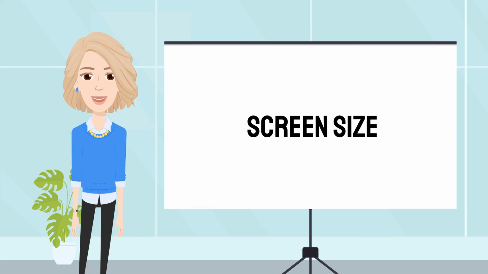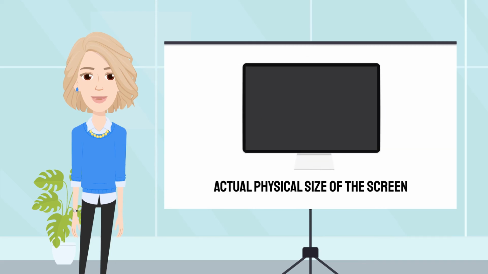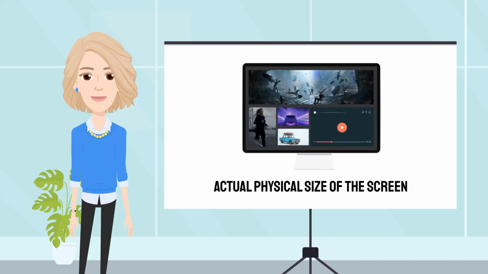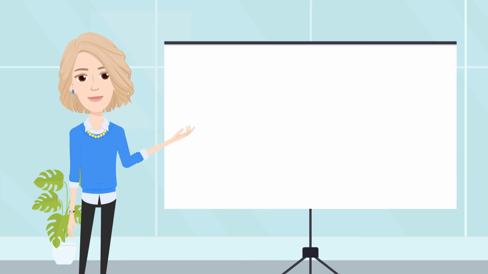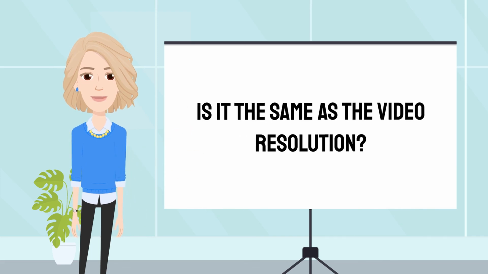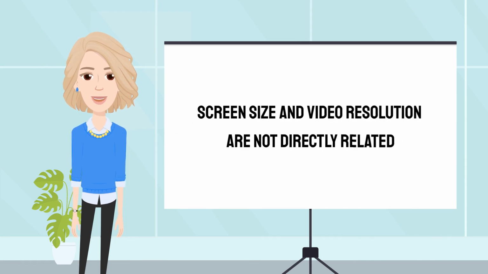What is the screen size? Screen size is the actual physical size of the screen, on which photos and videos are displayed. It is usually described by the length of its diagonal, which is the distance between two corners. Is it the same as the video resolution? Screen size and video resolution are not directly related.